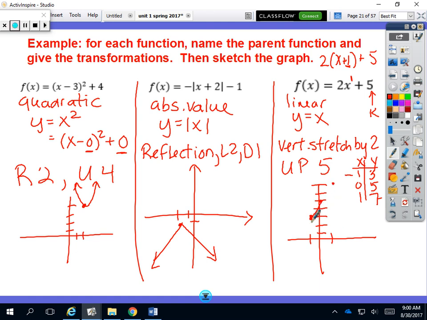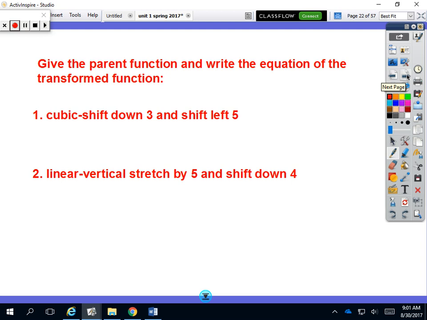So for the linear, if you have one of those, you are going to have to get some points to plot. We're going to get more into this as we go through the semester, but for now, let's just work on getting a rough sketch of the other ones. Okay, so that's what you're going to do for the first part of your homework. The second part, you're going to have to write the equation.